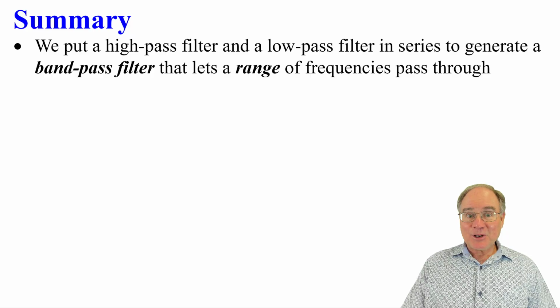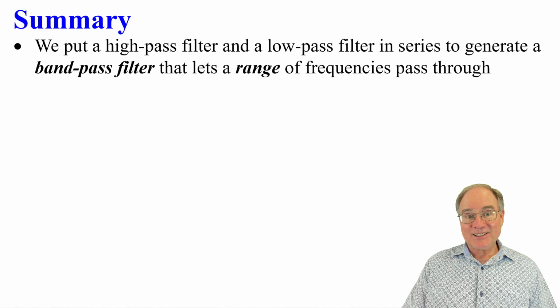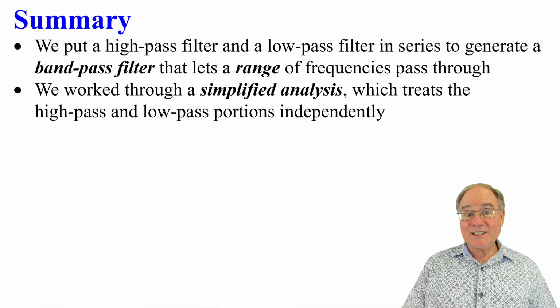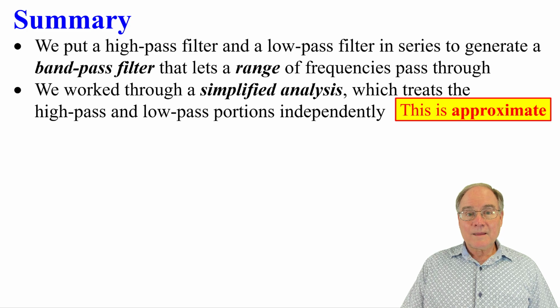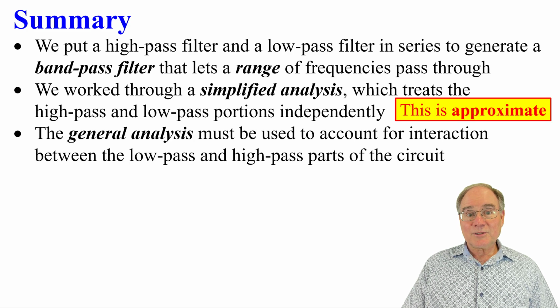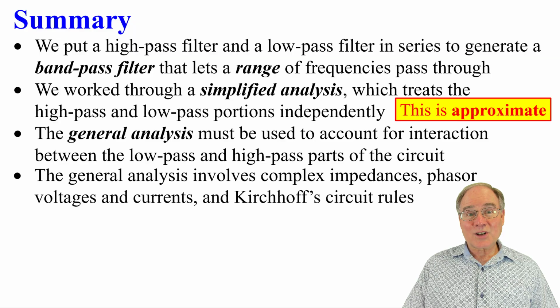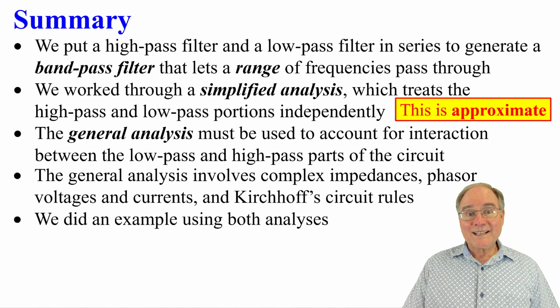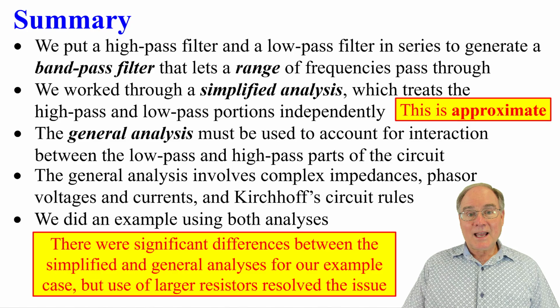In summary, we put a high-pass and a low-pass filter together in series to generate a bandpass filter. Our simplified analysis treats the two halves separately and independently, which is an approximation. The general analysis of the entire circuit must be used to account for the coupling between the two halves of the circuit. This analysis involves complex variables, phasors, and Kirchhoff's general circuit laws. We did an example using both analyses, and we found significant differences between the two for our first set of resistors and capacitors. But larger resistors resolve the issue.